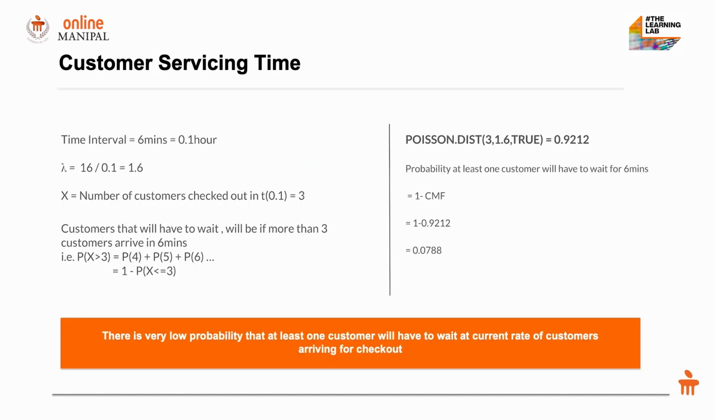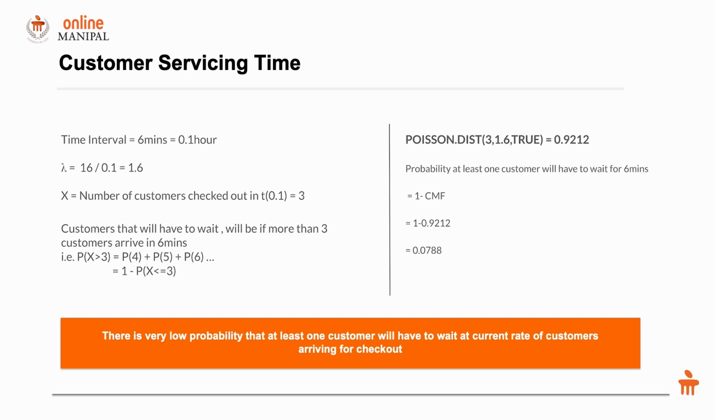How do we solve this use case? This use case is a typical use case of Poisson distribution, because here we are considering the time interval between events. The time interval here is 6 minutes, which is 0.1 hour. So what is the value for lambda? 16 customers arriving per hour, over 0.1 hour, is 1.6.